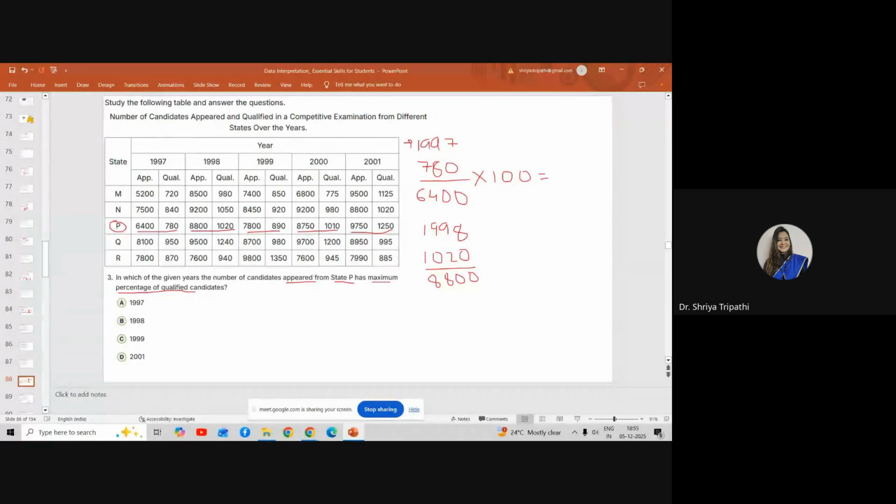For 1997, what is the percentage coming, quickly? Approximately, you tell me, it's fine. Anyone? I hope you have solved and written the answer. Okay, 11. For 1997, it is 12.19.